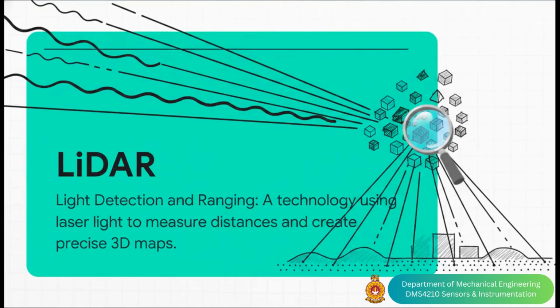So what even is LiDAR? The name itself is actually a huge clue. It stands for light detection and ranging. And that's really what it is at its core. It's a way of sensing the world by actively shooting out pulses of laser light to measure distances with incredible accuracy. And that's the fundamental process that lets it build those amazing 3D models we saw.